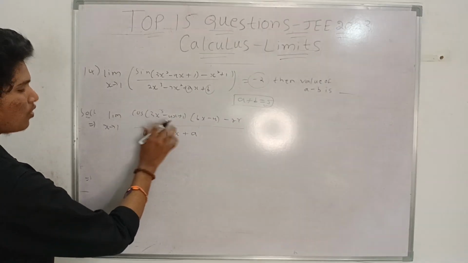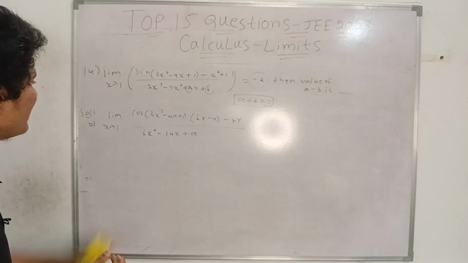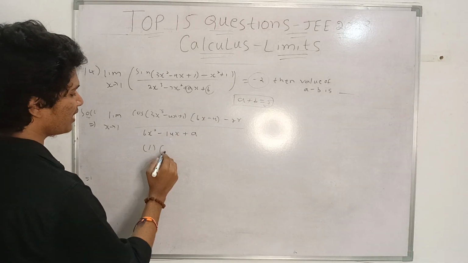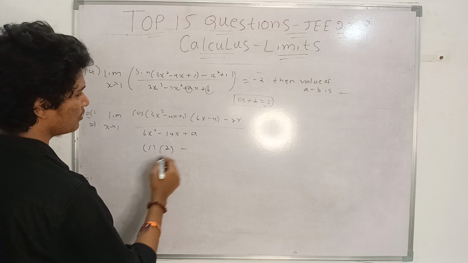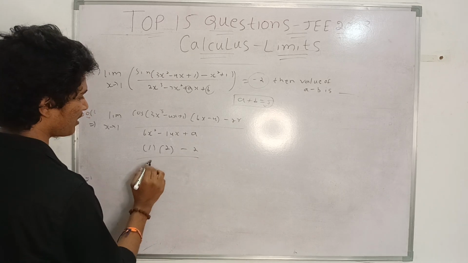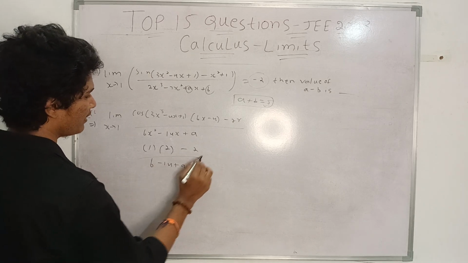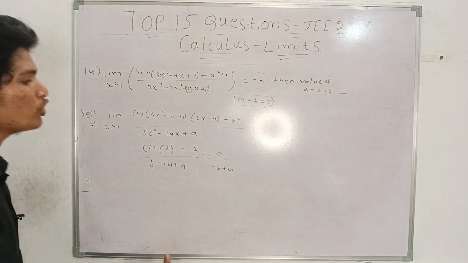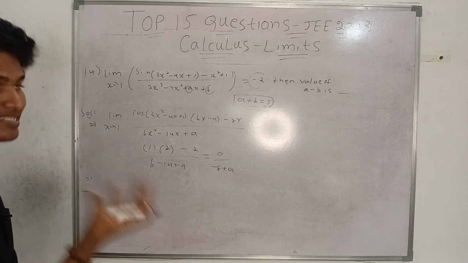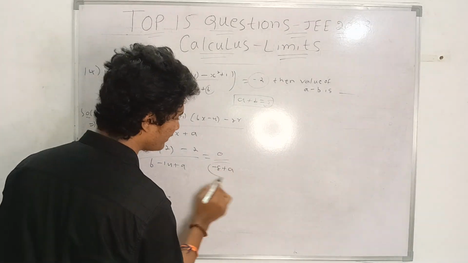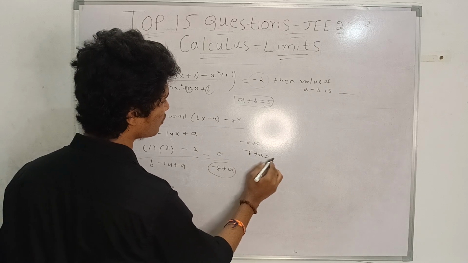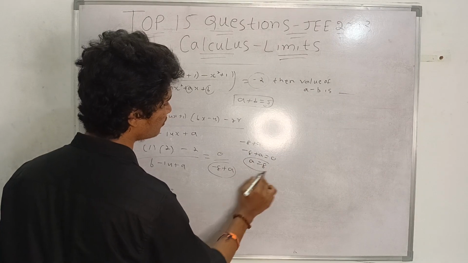When I apply 1, it is cos 0, it is 1 into... when I apply 1 here, it will become 2 minus... here it is 2 divided by 6 minus 14 plus a. Here it is 0 divided by minus 8 plus a. But again the limit should exist, so this term should be equal to 0. So minus 8 plus a equal to 0, a equal to 8.